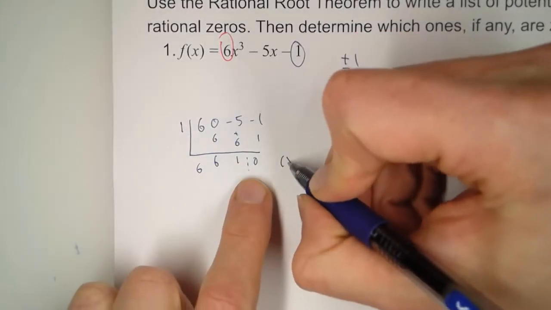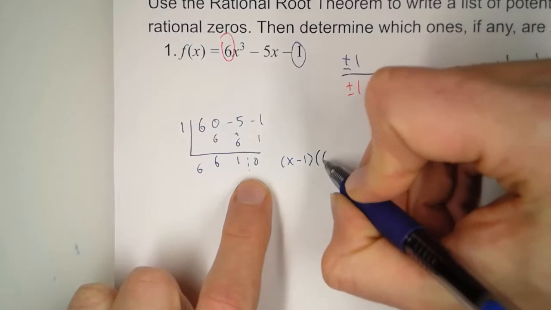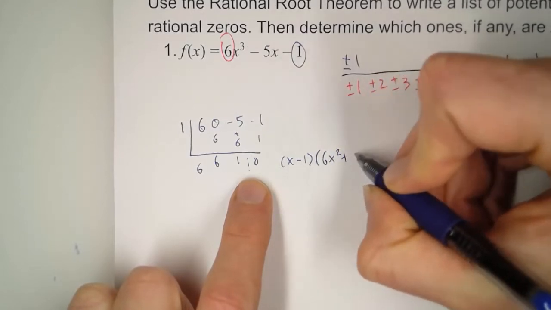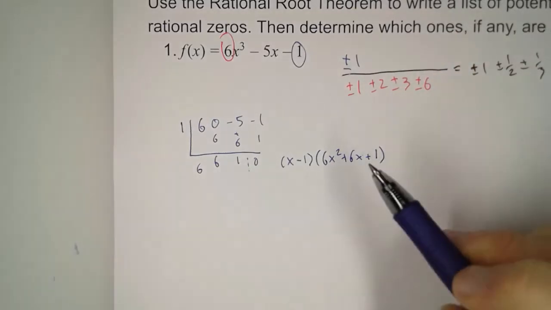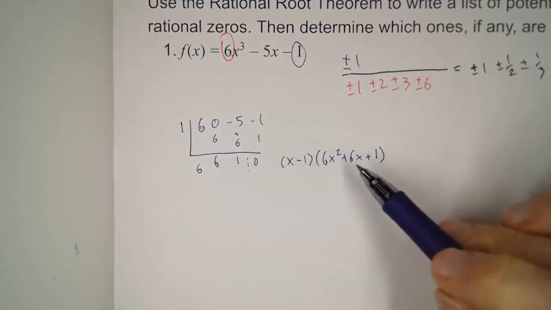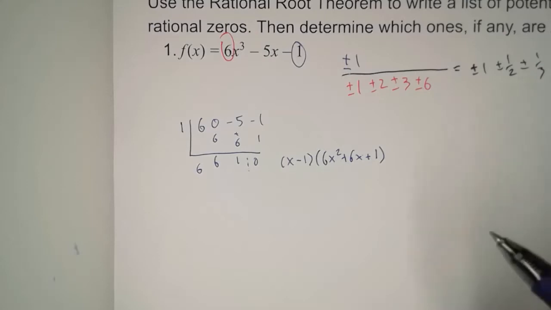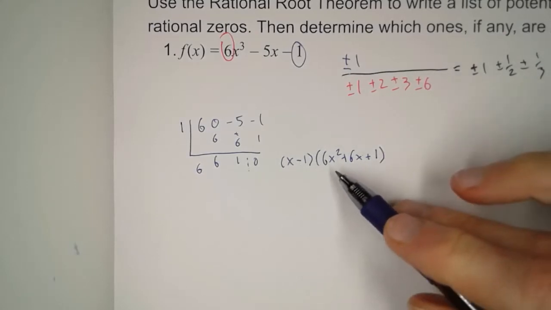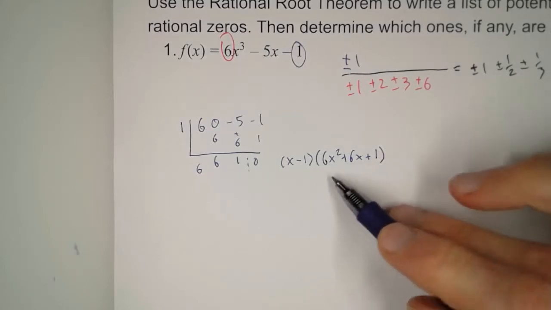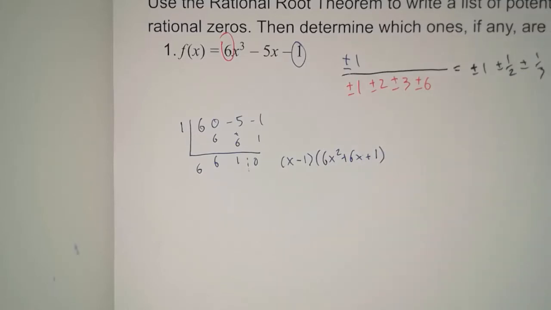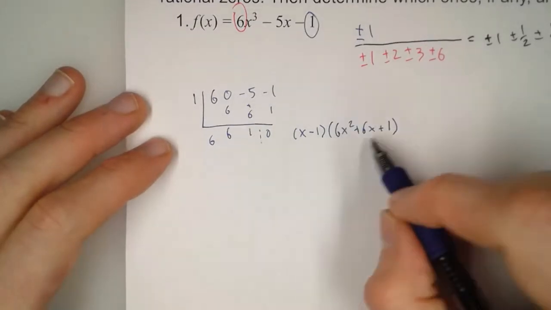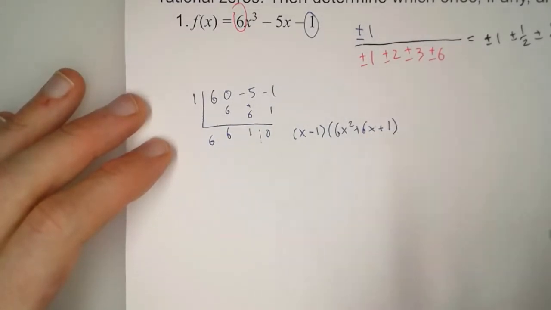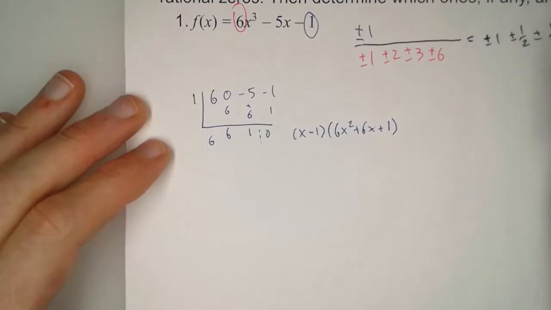So this means we're left with x minus 1 and 6x squared plus 6x plus 1. That's what we're left with. We were able to pull out a 1 there. So all we have to do is figure out what zeros go into this. So then what I'm going to do is take what's left over, 6x squared plus 6x plus 1.